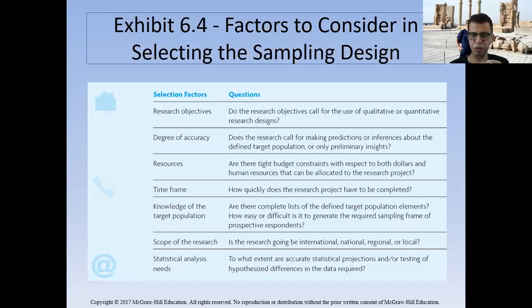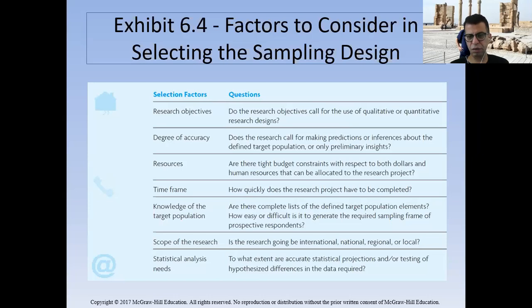And the scope of research: is the research going to be international, national, or local? It's different when you are opening a chain of restaurants across Canada, across the USA, across the world, or only in a city. The research usually has a scope, and it determines the type of sampling that you're going to do.